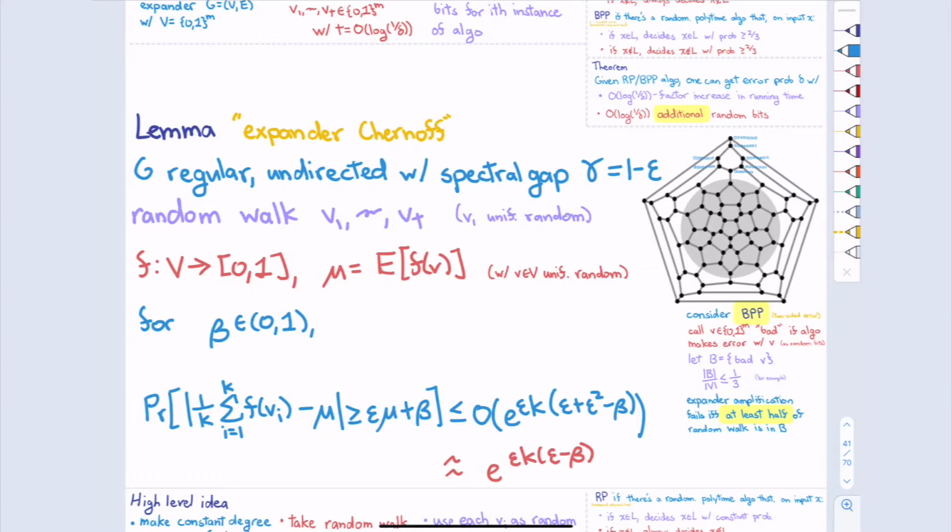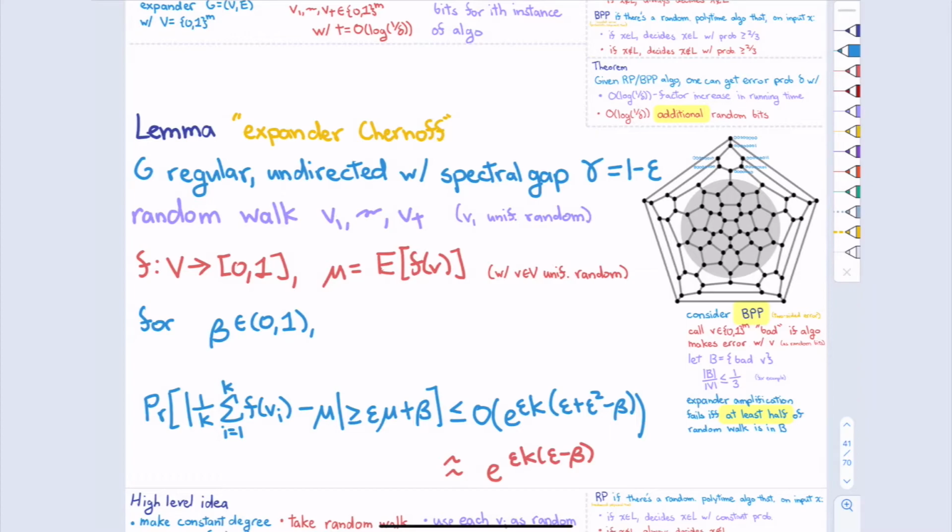The question is, what happens when I deviate from the true average, to mu plus beta? One thing to be careful about is that epsilon is actually tied to the spectral gap. Epsilon is not a parameter we get to choose. Still, what are the odds that this kind of random walk of collecting points on an expander deviates from the average? It's roughly e to the epsilon k, epsilon minus beta, and that'll be enough for our case as well.